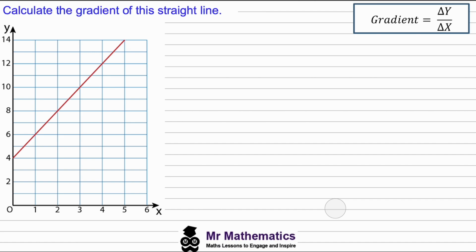And the gradient tells us how steep a line is and whether it's sloping upwards or downwards. So we calculate it as the change in y, this triangle symbol means change, divided by the change in x. We'll work through a couple of examples and then we'll try some exam style questions.